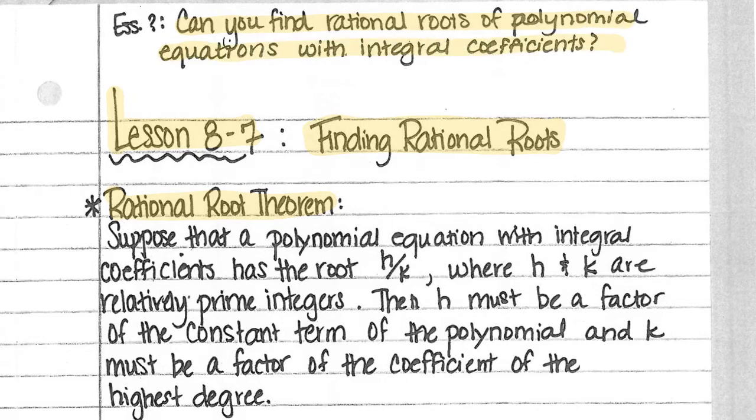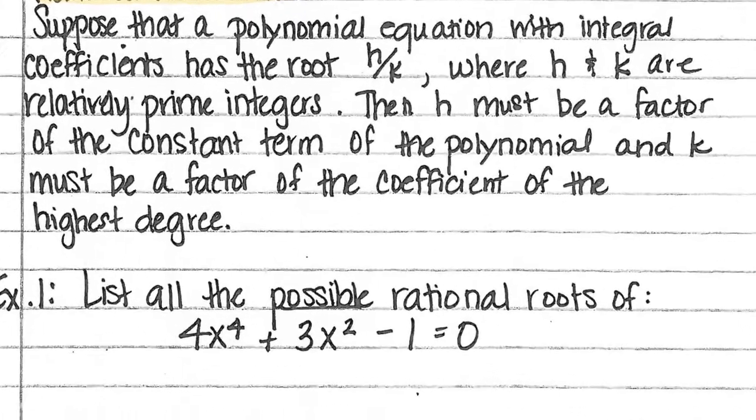Suppose that a polynomial equation with integral coefficients has the root h over k, where h and k are relatively prime integers. Then h must be a factor of the constant term of the polynomial, and k must be a factor of the coefficient of the highest degree. That's a lot of wording in which we need to understand what we're doing.